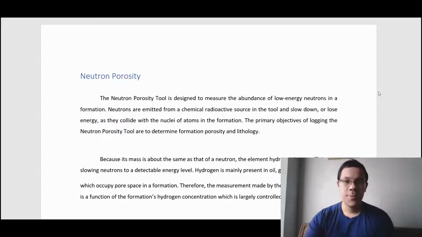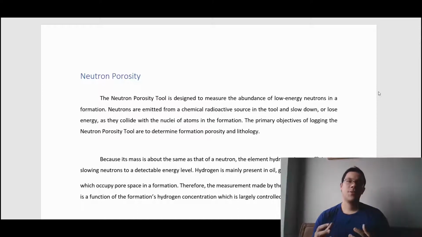Alright, now we'll be talking about neutron porosity. So, the neutron porosity tool is designed to measure the abundance of low energy neutrons in a formation. We want to get porosity, but our measurements will be more related to the content of hydrogen within a formation.